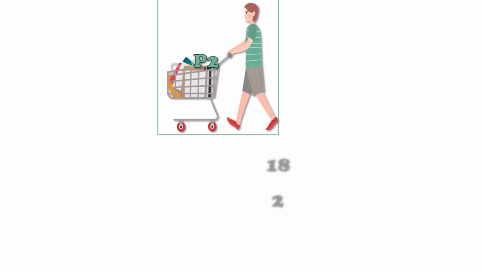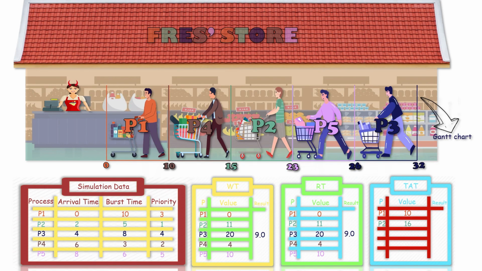In process 2, it finished at 18, and the turnaround time is calculated by completion time, which is 18, minus the arrival time, which is 2, and we get the result 16. Put the result in the data, and let's find process 3 value.